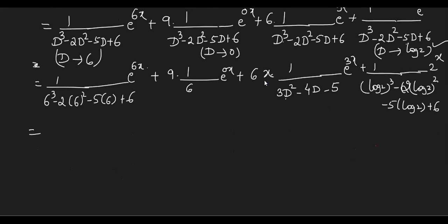Tell me what is the value of this? Value of this is 60. I think it is 120. Just check. Yes, ma'am, 120 it is. E raised to 6x. 9 by 6 means 3 by 2. E raised to 0x is 1. I will not write it, because I wrote it only so that I could apply the procedure. What is the value here?